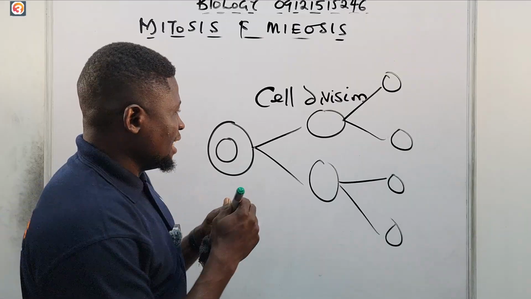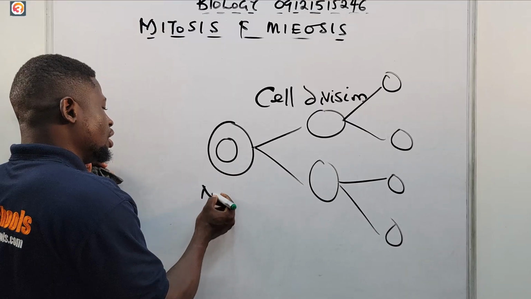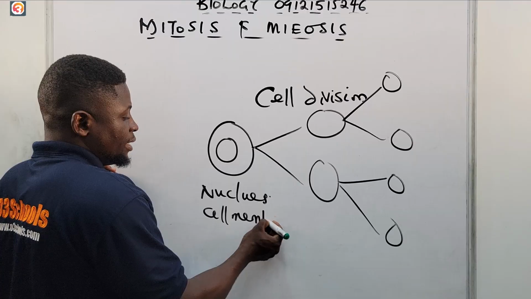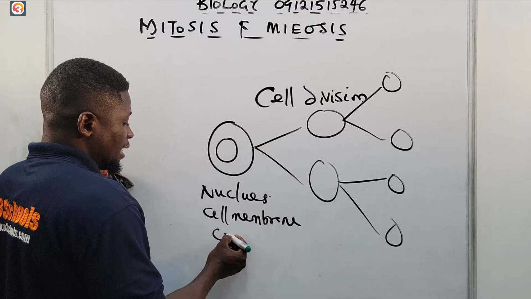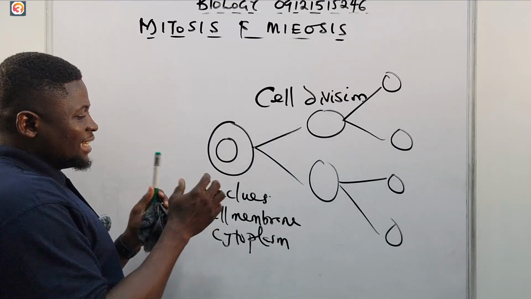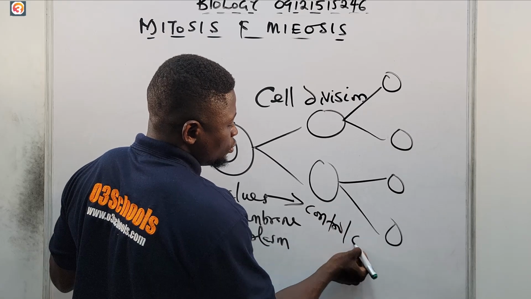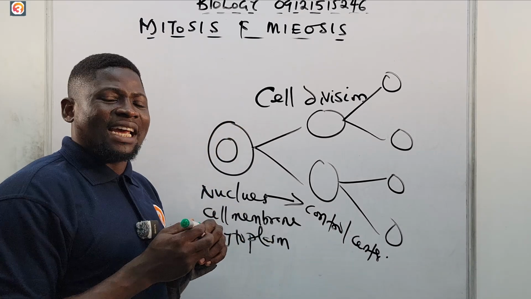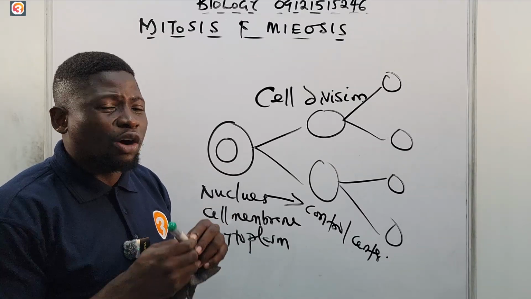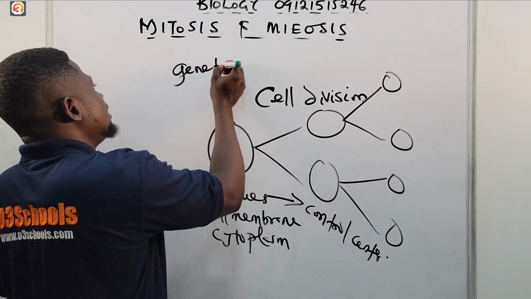When we take a look at the cell, some of the major parts of the cell we have are the nucleus, the cell membrane, and the cytoplasm. These are just some of the parts in the cell. And now we say that the nucleus is the control center of the cell. And why do we call the nucleus the control center of the cell? It is called the control center because inside the nucleus is where we'll find the genetic materials.